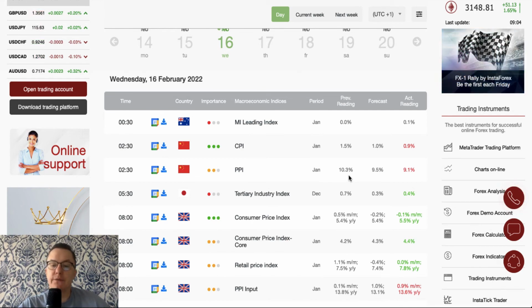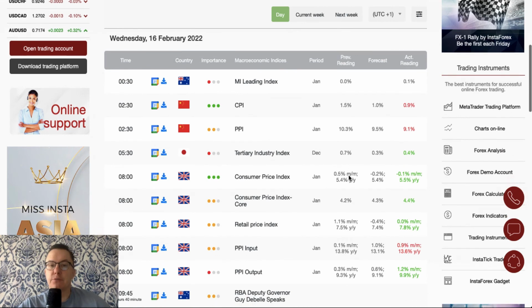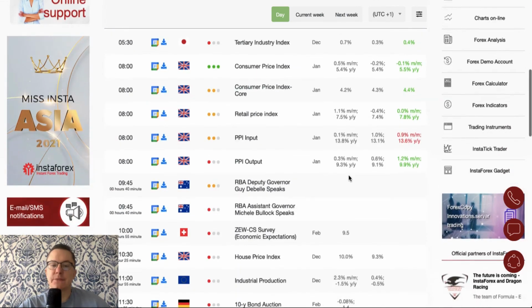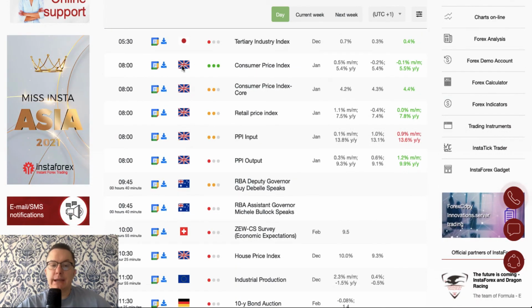So there's no inflationary pressure in China, which means it's highly unlikely for the Bank of China to increase the interest rates. Next, data from the United Kingdom.